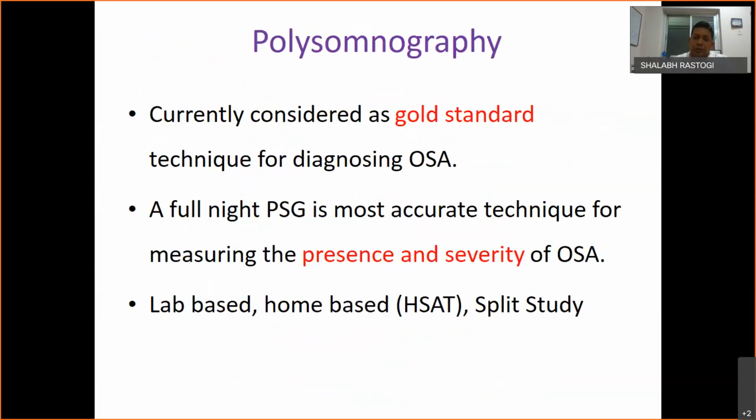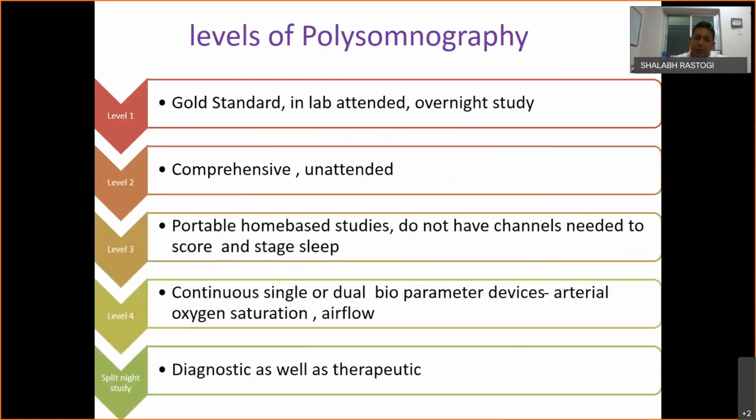Coming to the polysomnography, this is considered the gold standard technique for diagnosing OSA. It gives you certain indices by which you can label them and then grade the severity of sleep apnea. There are various levels of polysomnography. It can be done in the lab or it can be done at home. According to that, it has been graded. And this time also, I think you got a question on the levels of polysomnography.